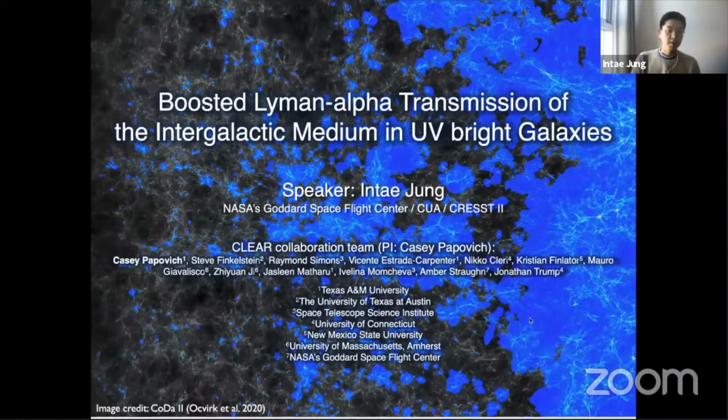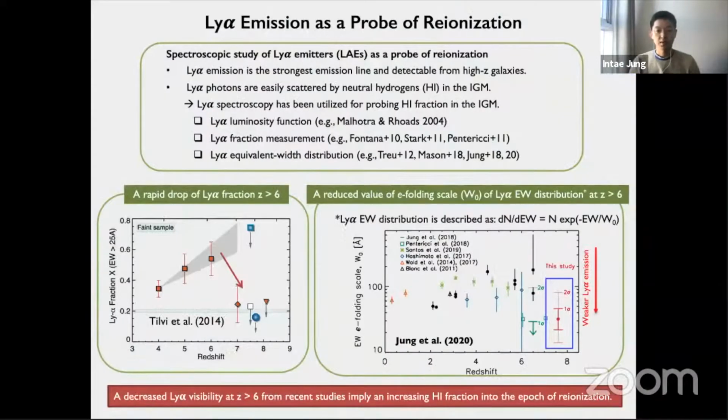For this work, I work with the CLEAR collaboration team with the listed core members here. There were numerous talks on Lyman-alpha, so I'm not going to give too much of an introduction, but briefly remind you. Lyman-alpha is sensitive to the amount of neutral hydrogen. So the evolution of Lyman-alpha visibility has been used to trace the evolution of neutral hydrogen of the IGM during the epoch of reionization. Particularly, I'm here more focusing on the distribution of Lyman-alpha equivalent width in my previous Lyman-alpha studies on the right panel.